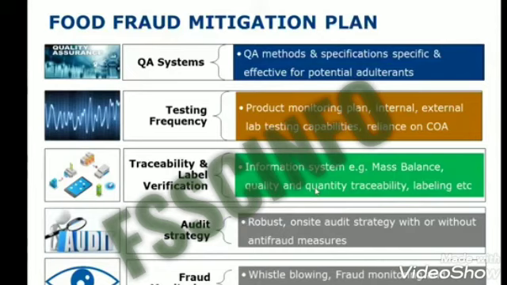Fourth one, second last, is the audit strategy. How robust is your audit approach? This is also very important. Either you are doing on-site audit or remote audit. And what are the anti-fraud clauses or requirements you are incorporating in your audit checklist? This is also very important. So this is the second last point. The last point is fraud monitoring, and keep on implementing and developing a food fraud monitoring system.